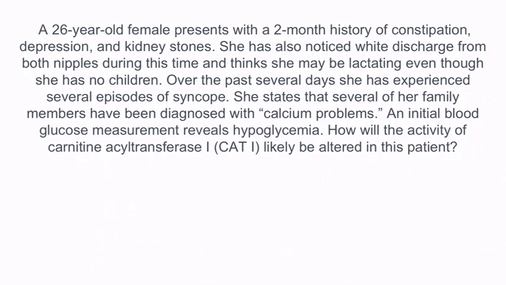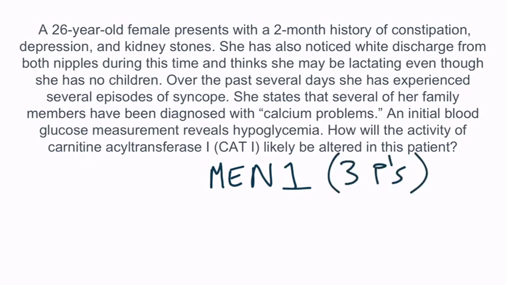From the question stem, hopefully you notice that this patient has multiple endocrine neoplasia type 1, or MEN1. Recall from pathology that MEN1 is characterized by the 3 Ps. These stand for pituitary tumors, pancreatic tumors, and parathyroid adenomas. This patient has hypercalcemia due to a parathyroid adenoma. This has resulted in constipation, depression, and kidney stones. You can remember the symptoms of hypercalcemia with the mnemonic stones, bones, groans, and psychiatric overtones.